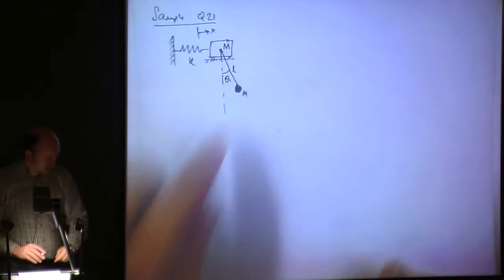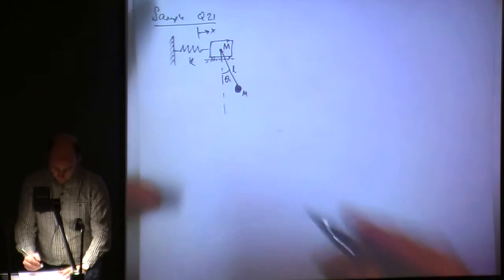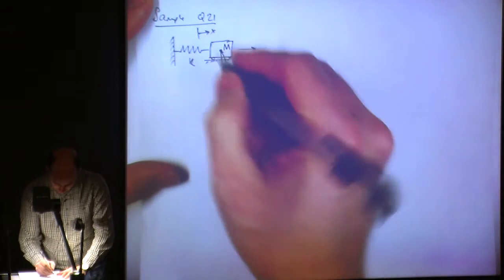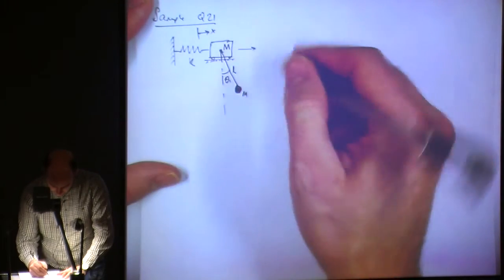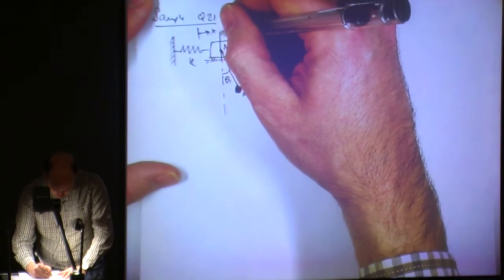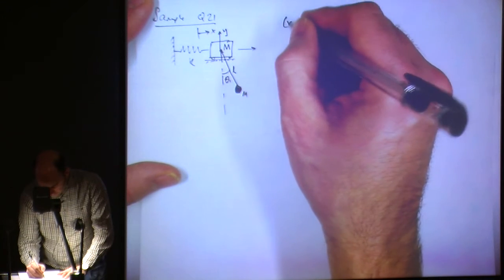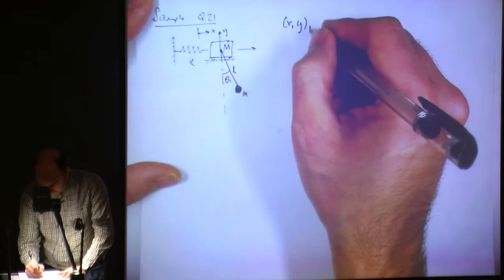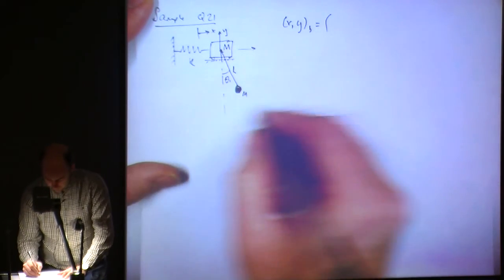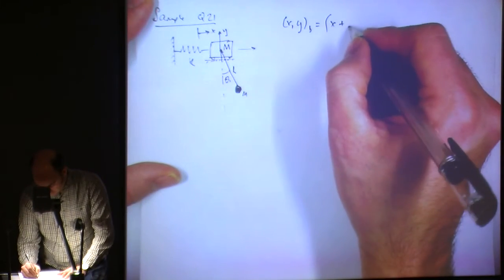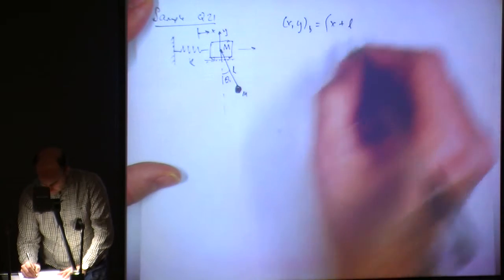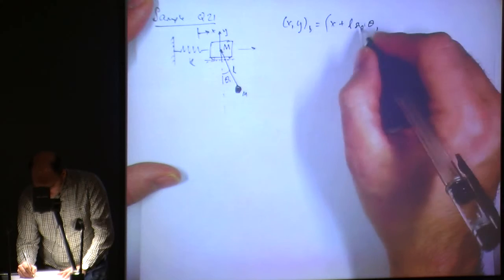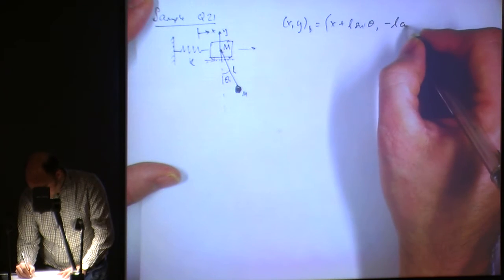Now, to calculate the kinetic energy of the pendulum, I need to use my xy coordinates. So my x, I've already set over there. My y is in this direction. So x, y, this is of the bob. It's quite clearly going to be x plus L, then we've got this distance here, which is sine of theta. And then y is going to be minus L cosine of theta.